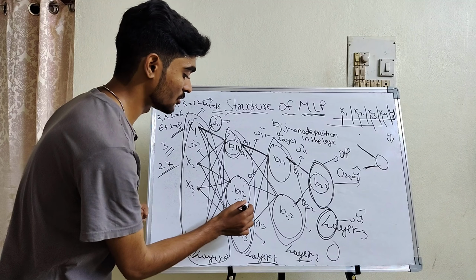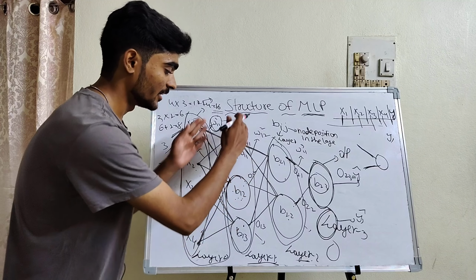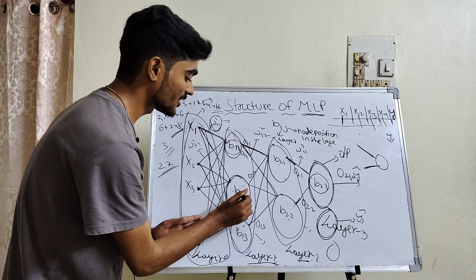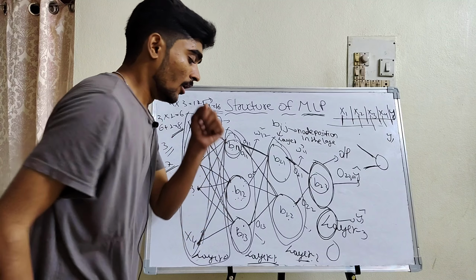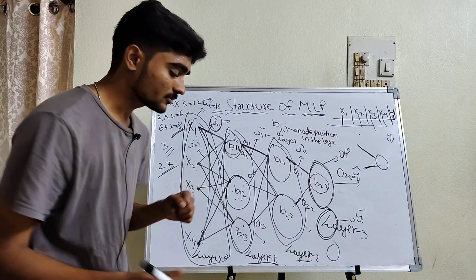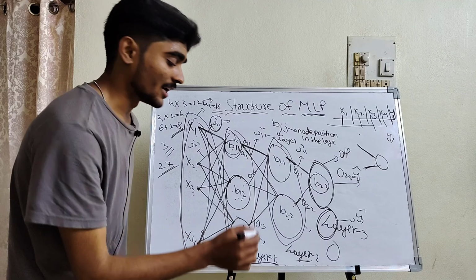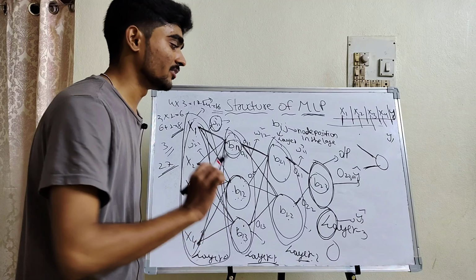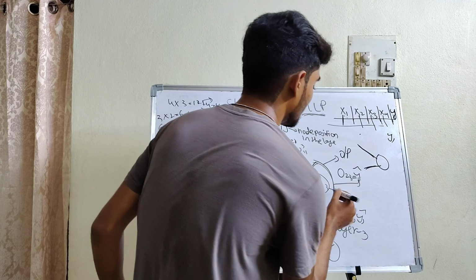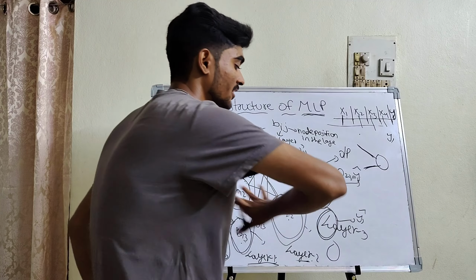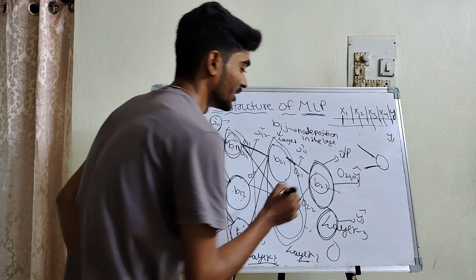Okay, now let's see for this node. It is in the first layer and in the second position, so it is denoted by B12. Now when it comes to this node, it is in the first layer and in the third position, so it is B13. Now let's see for this node, the output layer, that is the last layer, where we have only a single node.